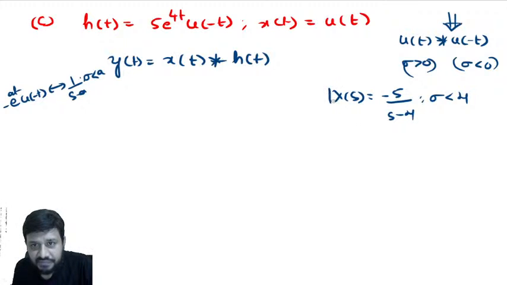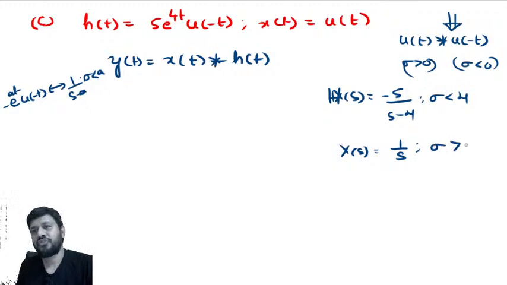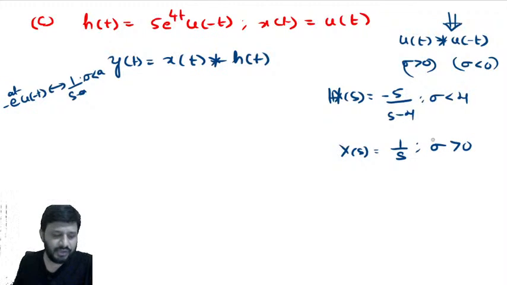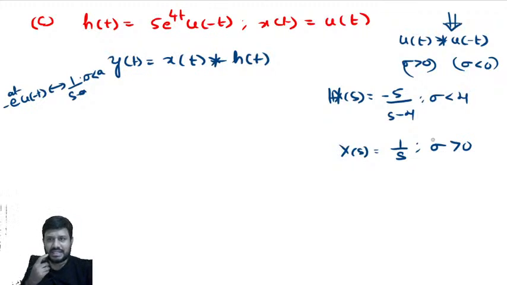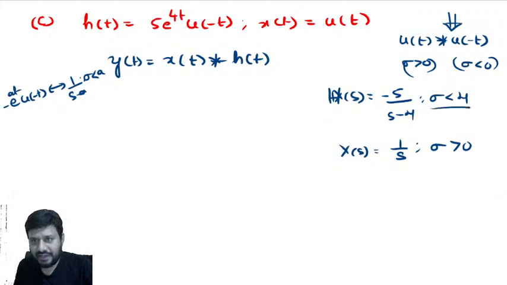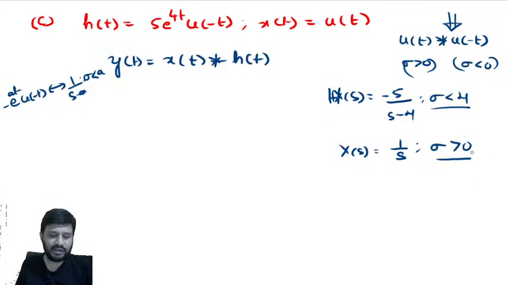See, this is h of s. What is x of s? U of t means 1 by s, sigma greater than 0. Now you observe, is there a common ROC between these two? Then only you can proceed. Sigma less than 4, sigma greater than 0. Yes, there is a common ROC. Yes, we can proceed. Calculate the Laplace transforms and multiply them.